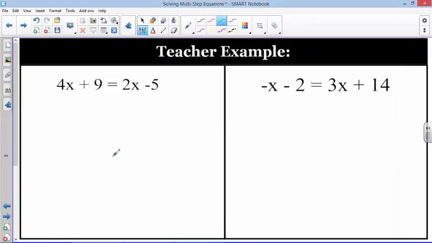Here I have two different teacher examples. I want you to go ahead and pause the video right now, write these down, and then come back and we'll work through them together.